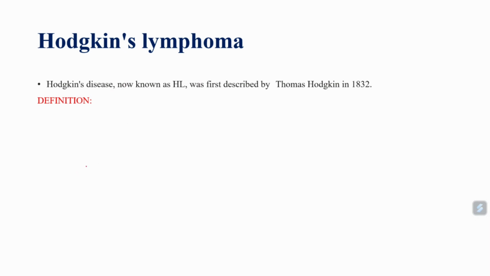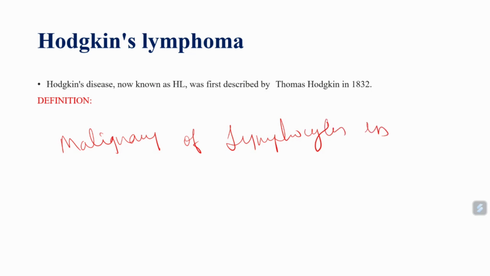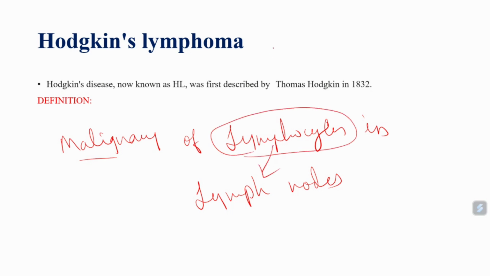It is a malignancy of lymphocytes in the lymph nodes. The malignancy of lymphocytes in the lymph nodes is called Hodgkin's lymphoma.